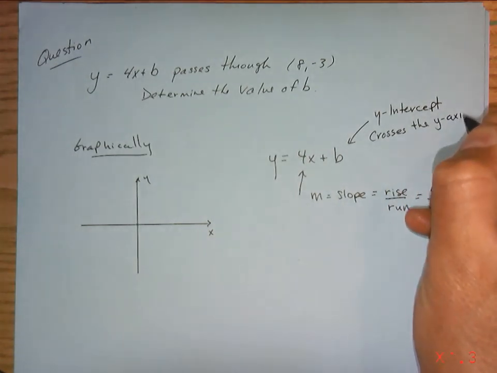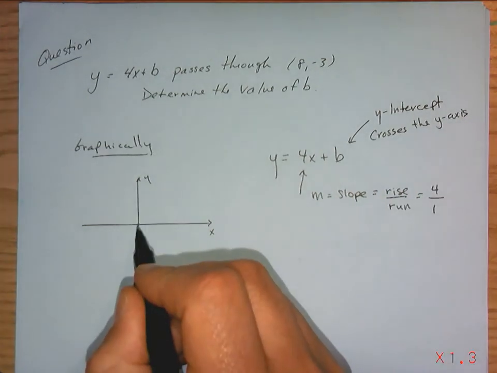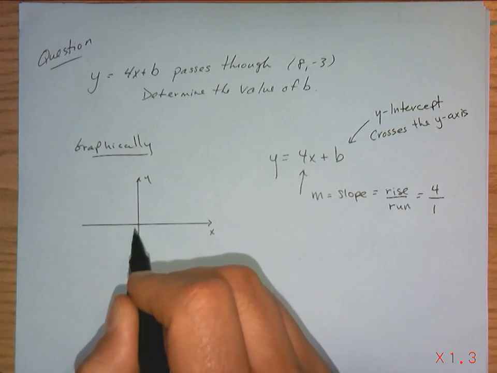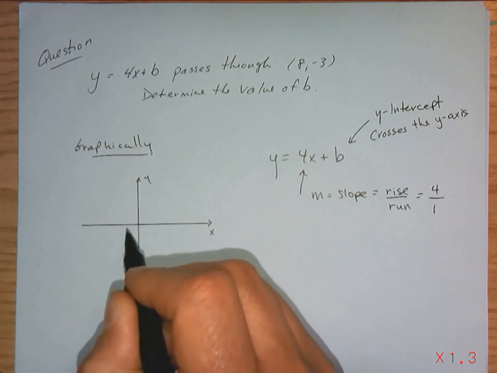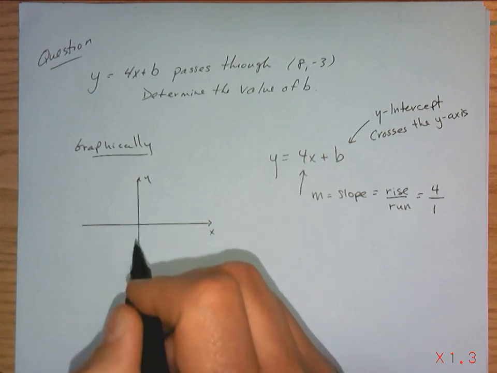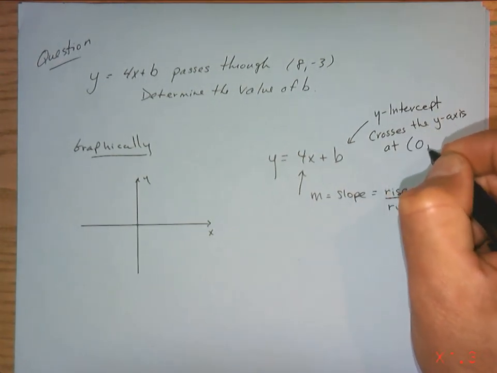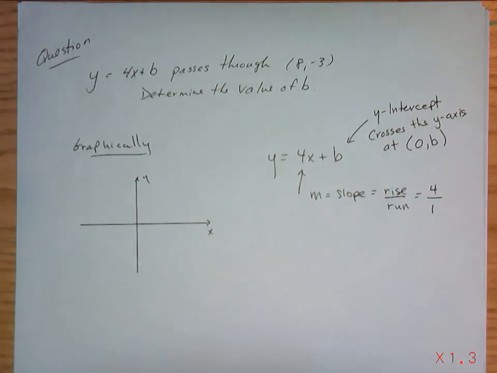Now, if it's going to cross the y-axis, its x value has to be 0. It can't be a little bit on either side. x can't be a little bit positive, x can't be a little bit negative. It has to be 0 to lie on this axis. So it crosses at the point 0 comma b, whatever that value is. So they would like us to determine the value of b.